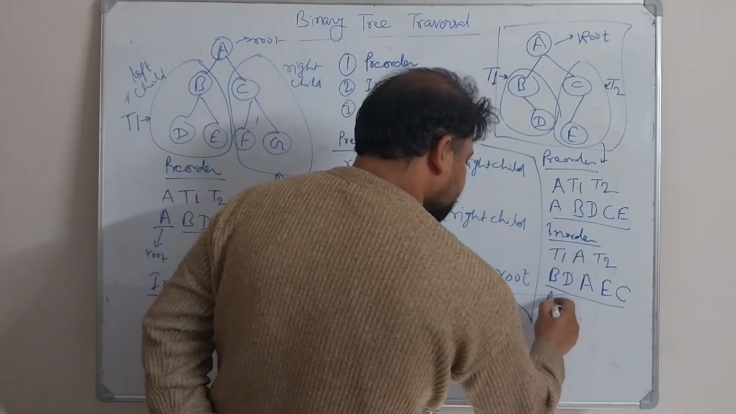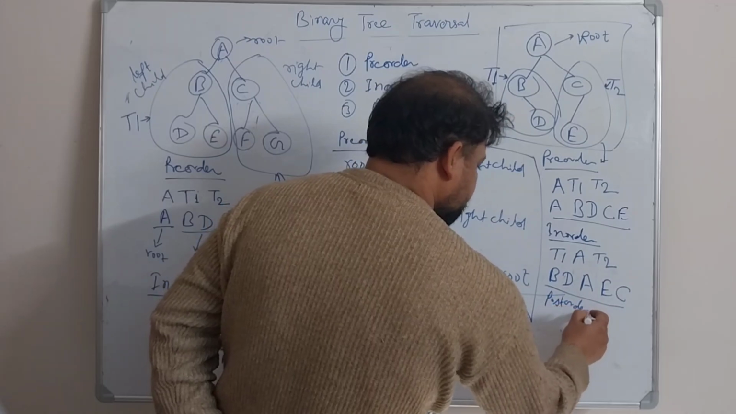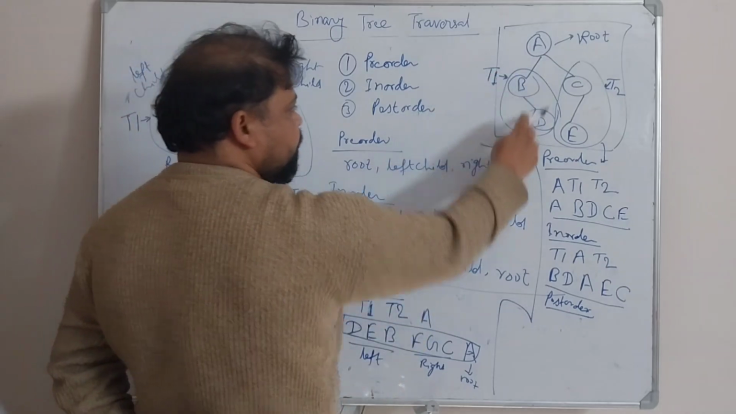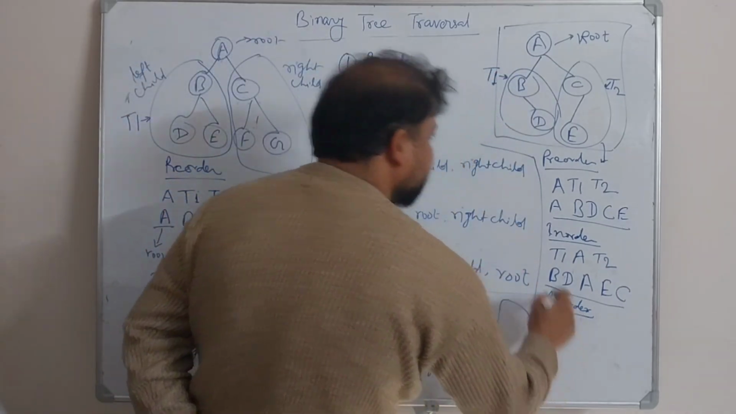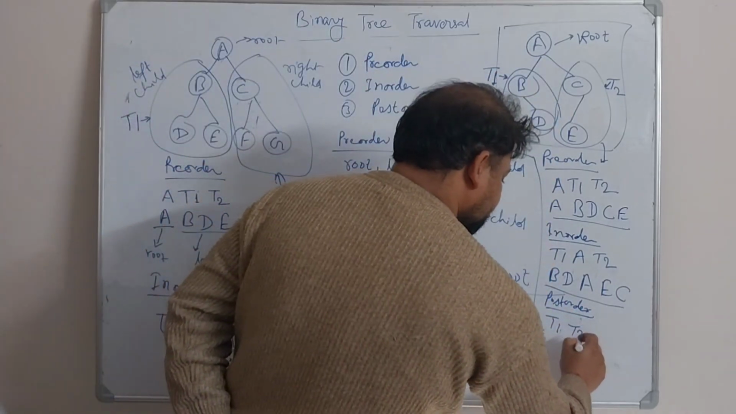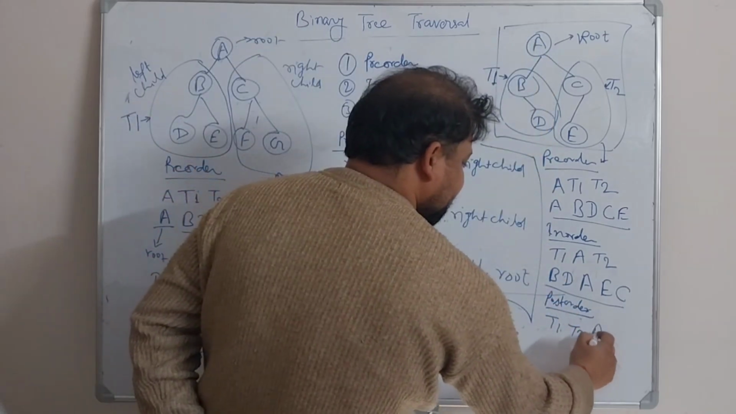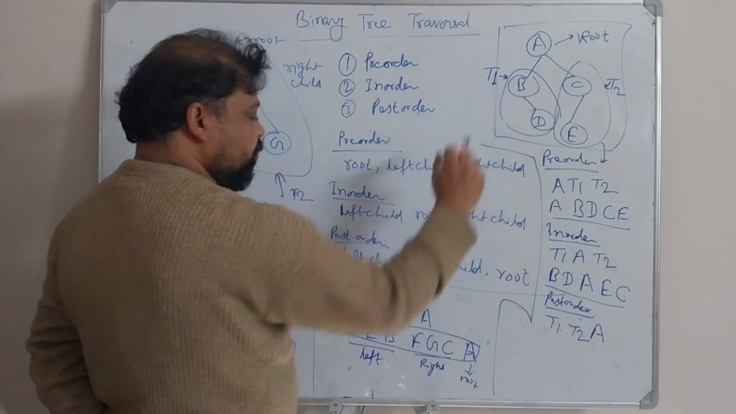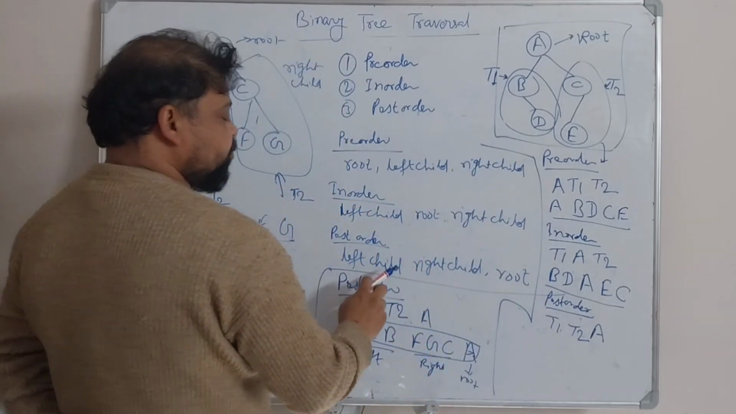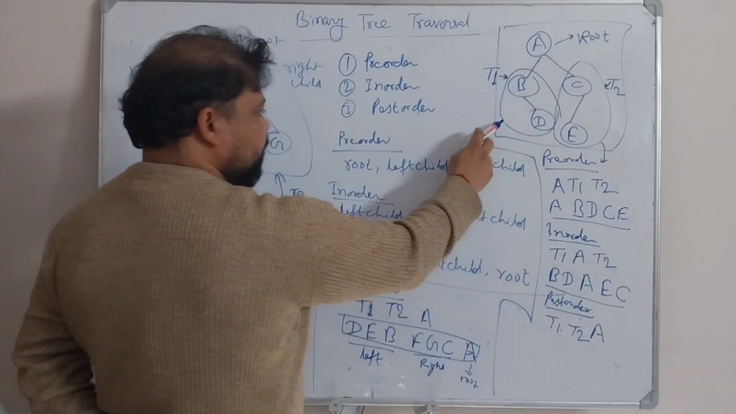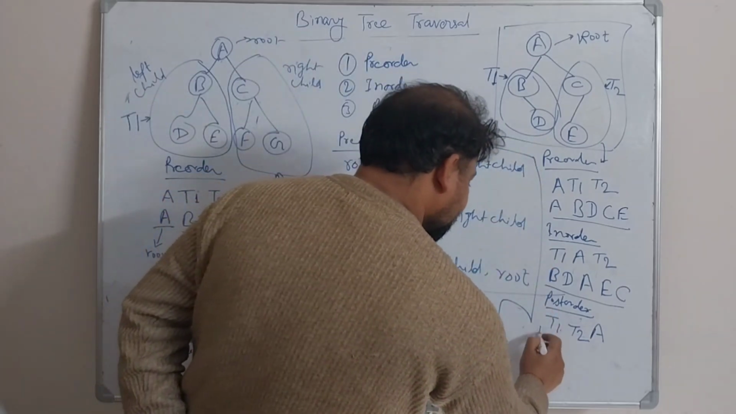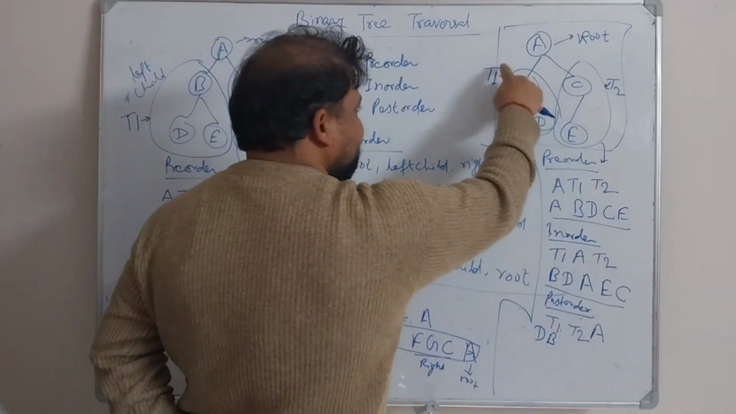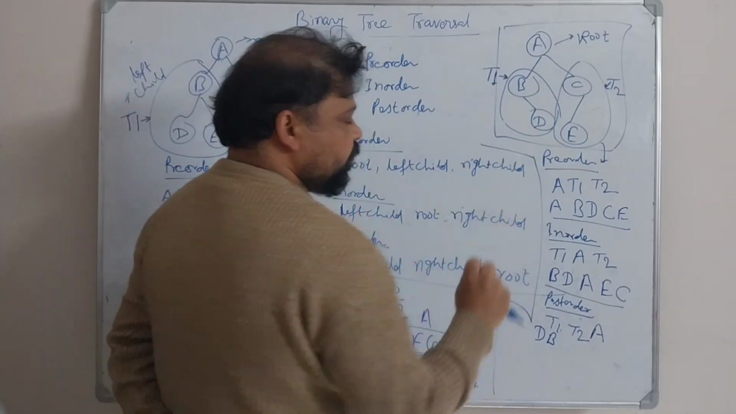For post-order sequence, it will be left, right, root. So left, that is T1, right, that is T2, root A. So A is there. Now for T1 I have to traverse in post-order. So T1 once again: left child, right child, root. Left child is null, right child is D. So D, and then root. Root is B for this T1 tree, and then T2.